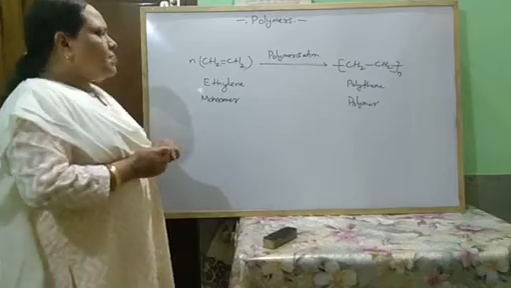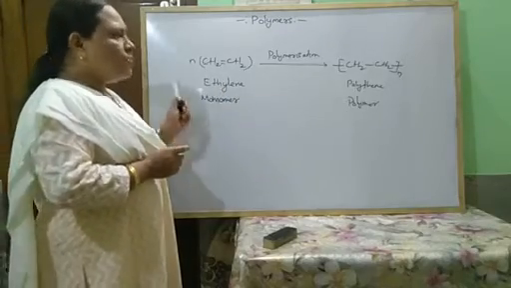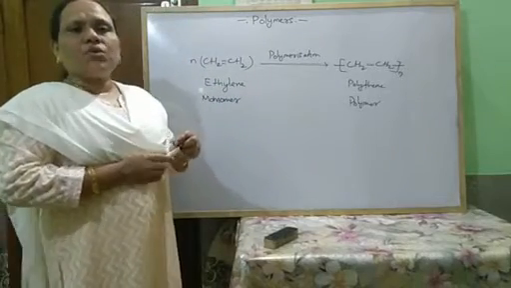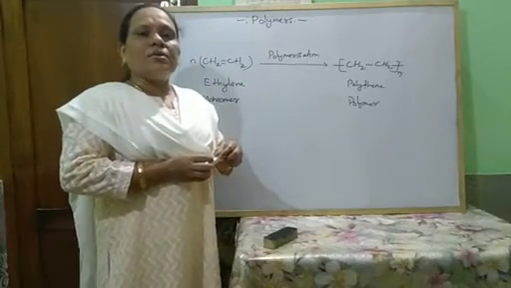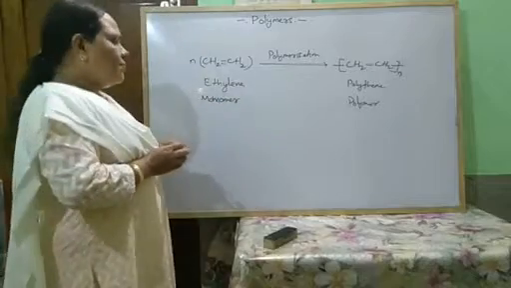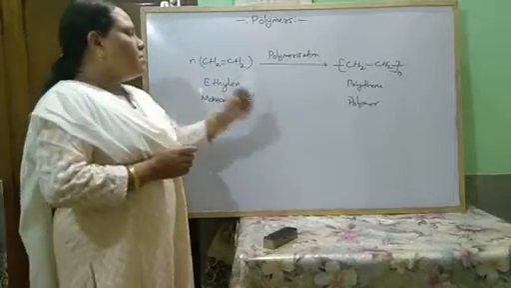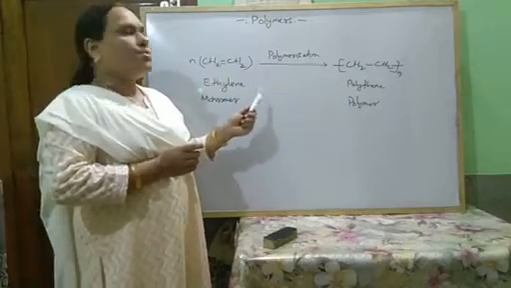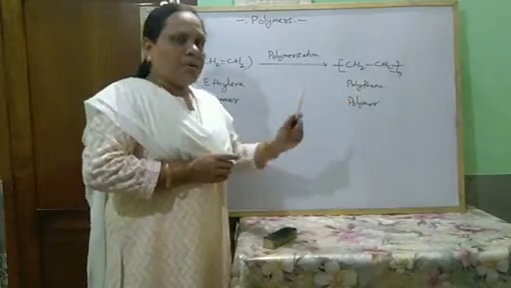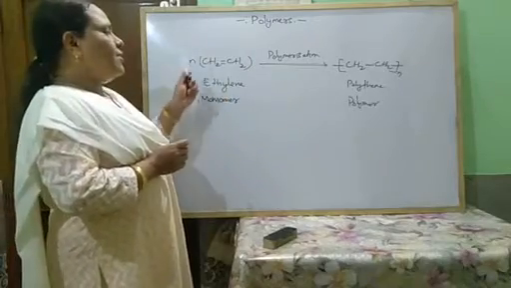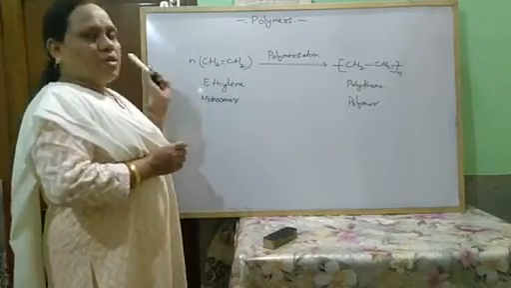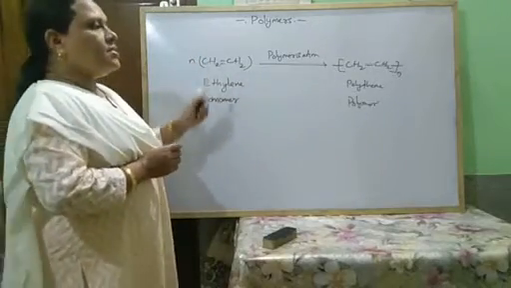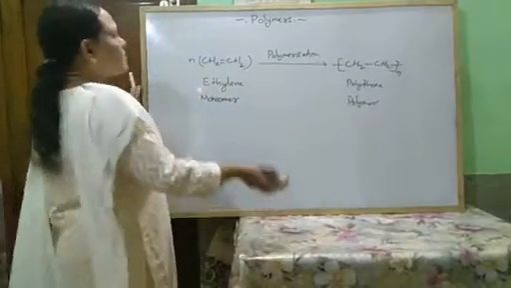Okay. And depending on the type of monomer, these polymers are of two types. One is known as your copolymer, another known as homopolymer. If any polymer consists of only one type of monomer unit, that is known as your homopolymer, and if it consists of two or more different monomer units, that is known as your copolymer. Okay, the examples of that we will discuss later.